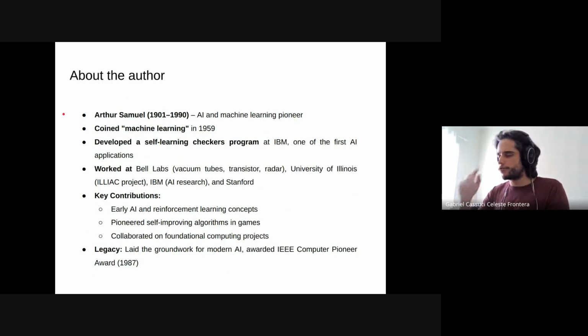So about the author, I don't think many people remember Arthur Samuel. This guy was important, a pioneer, but I don't think many people reference him as one. I think he coined the term machine learning in this paper that I'm presenting. He developed this checkers program at IBM, and it was one of the first AI applications. He also worked at Bell Labs. If you don't know Bell Labs, maybe you should know that they invented the transistor. So pretty important. He also worked on the ELIAC project, I think one of the first supercomputers ever implemented, and on AI research at IBM and Stanford. So this guy was pretty important in the field.